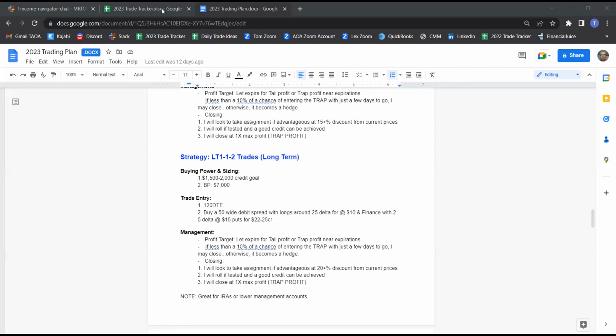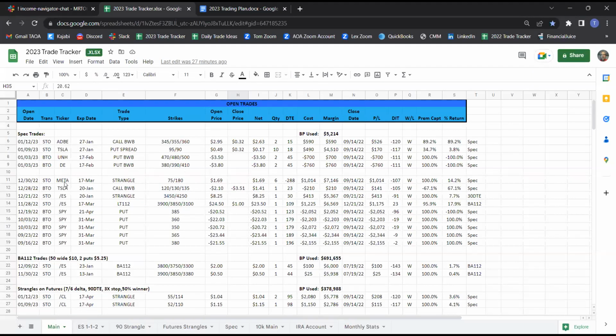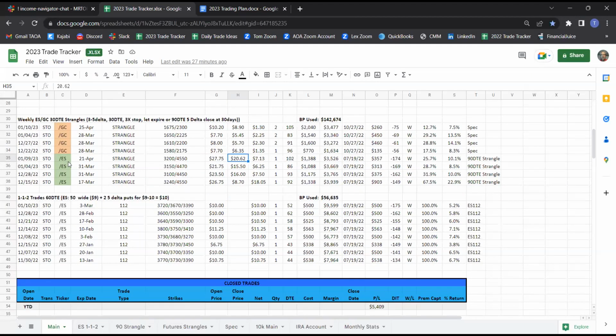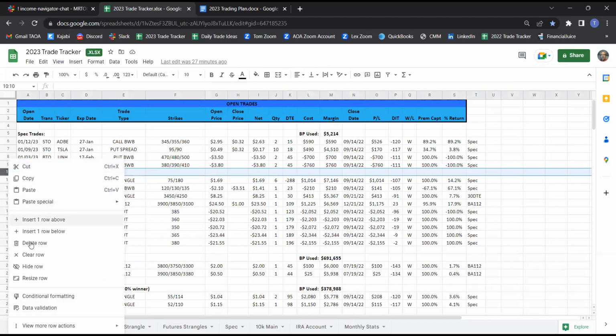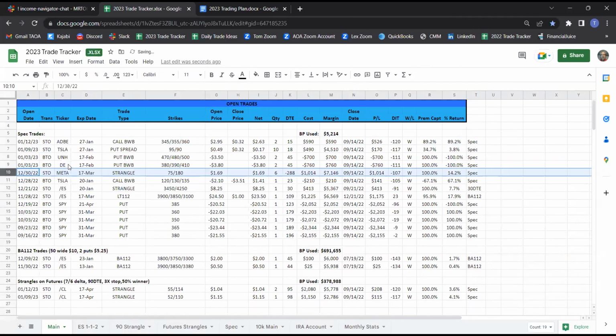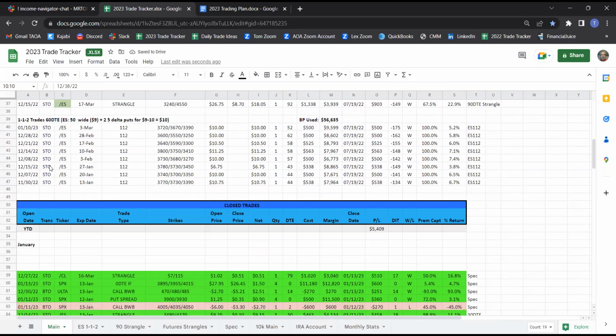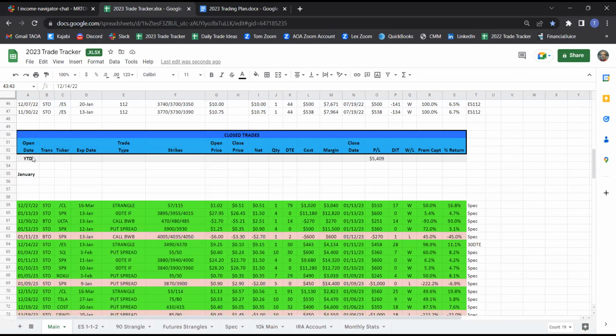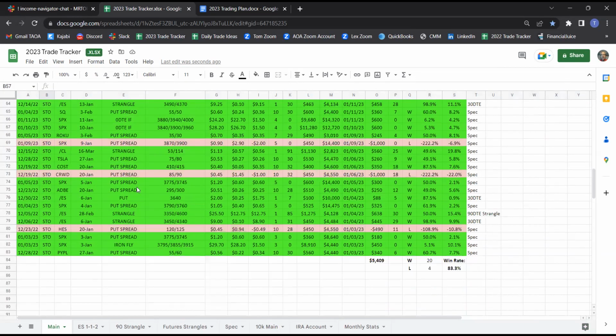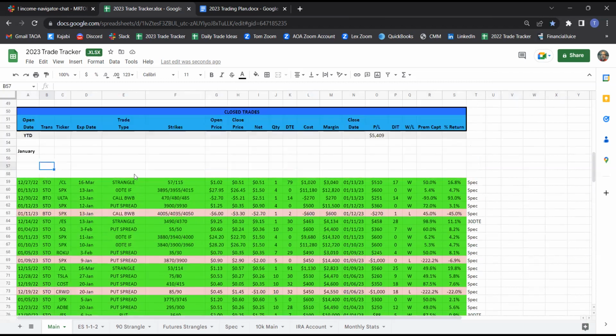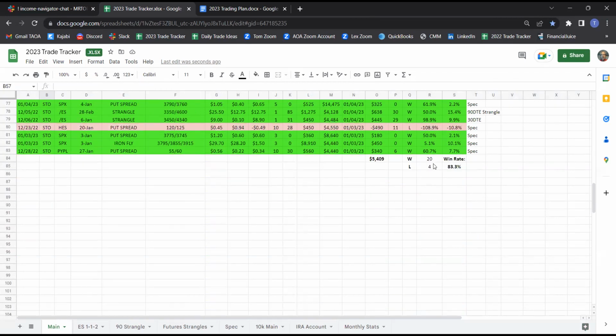Do I have a spreadsheet to track all of my trades? 100%. I have a spreadsheet to track all of my trades. That's this. Every trade that's running right now is on here. These are all the open trades at the top. As they close, I simply cut and paste them down here. These are all the trades for January so far. So January, I got 20 winners, 4 losers, $5,400 in profit.